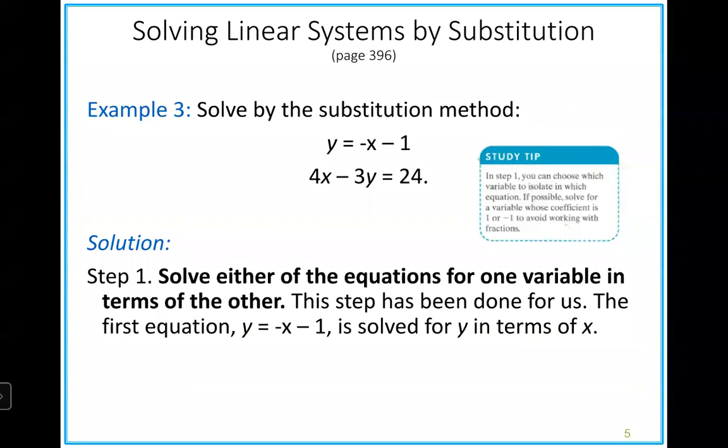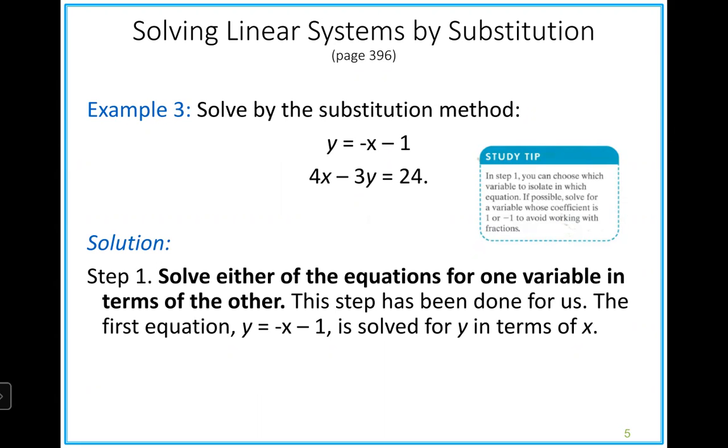So we have an example here. It says solve by the substitution method. So here we have 2 equations, y equals -x minus 1, and 4x minus 3y is equal to 24. Now, last week when we looked at this, we were using the graphical method to solve it. But today we're going to be using the substitution method.